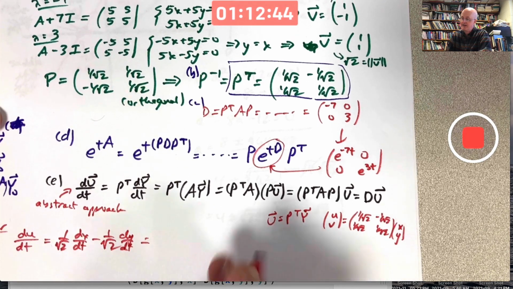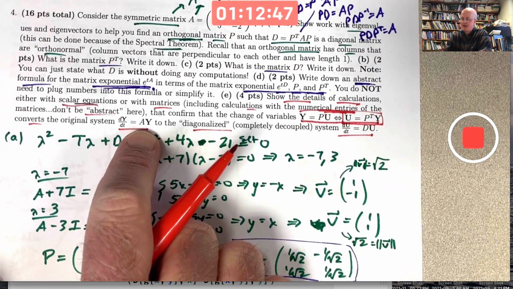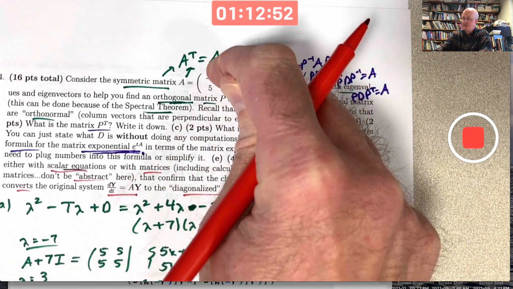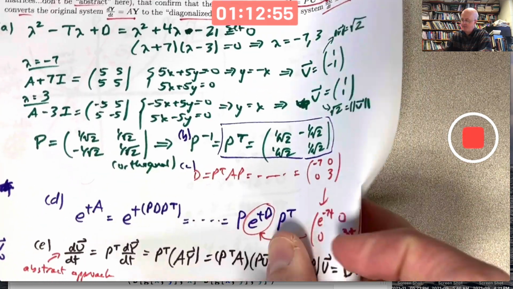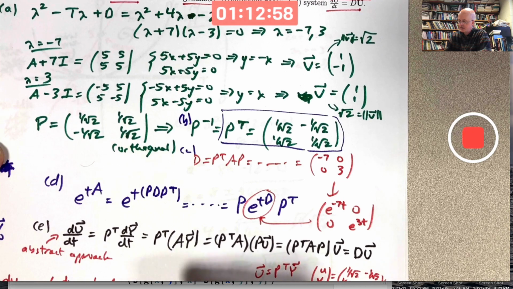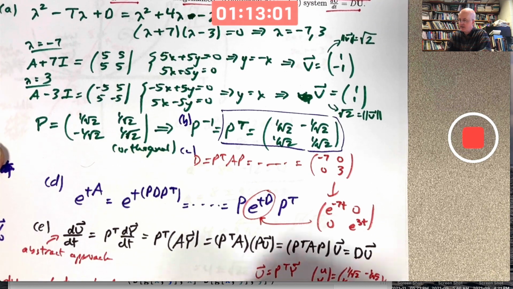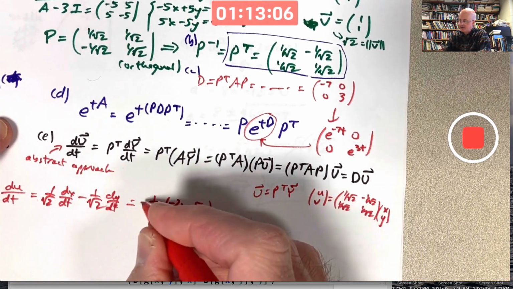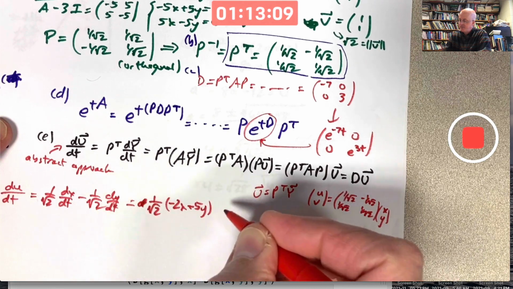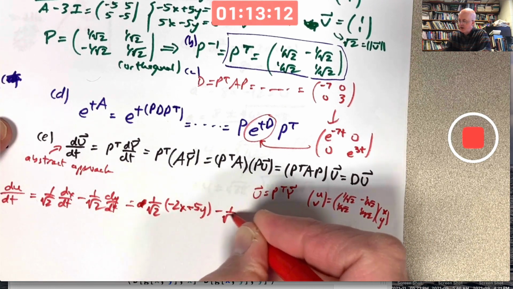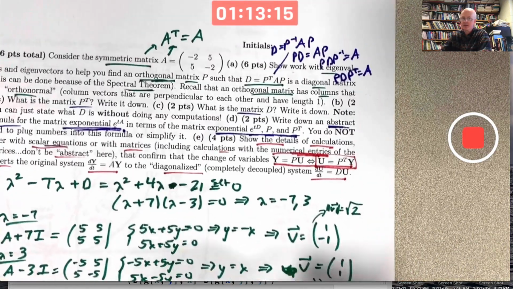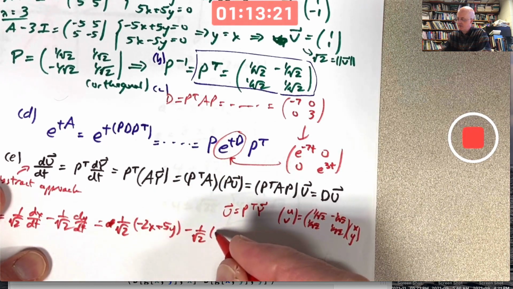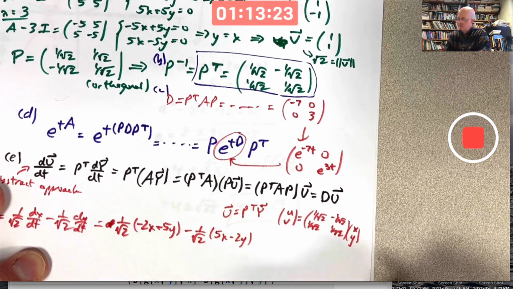What are dx dt and dy dt? They come from this equation, A times y, where A is this matrix. Don't forget about that matrix. So dx dt is negative 2x plus 5y. Negative 2x plus 5y, that's what I'm trying to write there, with a positive sign, sorry. Minus 1 over root 2 dy dt. What is dy dt? Go back to the original matrix. Look at the second row. It's 5x minus 2y. Imagine multiplying that times the vector x, y.